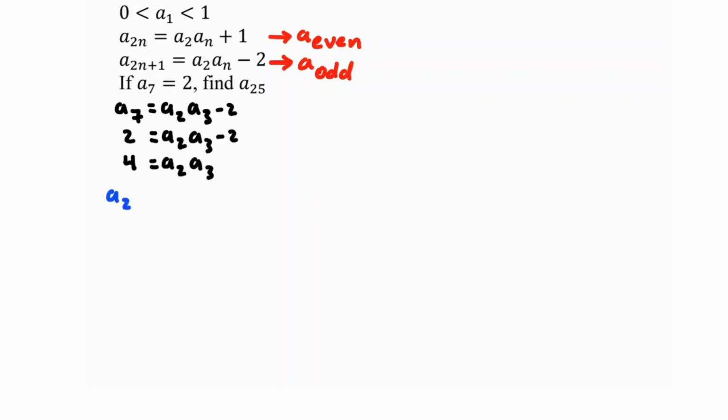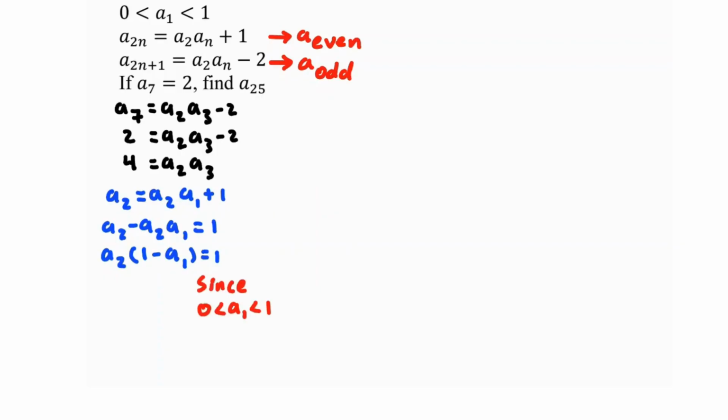A sub 2 has an even subscript, so we'll use a sub 2n is equal to a sub 2 times a sub n plus 1. And that gives us a sub 2 times a sub 1 plus 1. Since we have a sub 2 on both sides, let's subtract a sub 2 times a sub 1 on both sides and then factor out the a sub 2. Since we're given that a sub 1 is between 0 and 1, particularly that a sub 1 is not 1, we can divide both sides by 1 minus a sub 1. And that gives us a sub 2 equals 1 divided by 1 minus a sub 1.